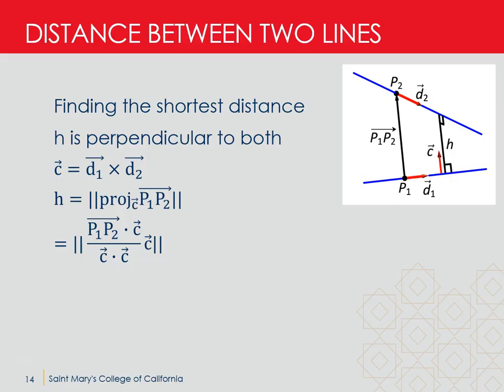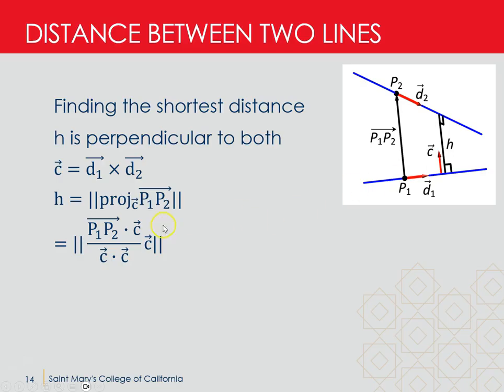And ultimately what we're trying to find is the projection of P1P2. P1 and P2 are two points: P1 is on the first line, P2 is on the second line. So P1 to P2 joins those up, but again, that's not necessarily the shortest distance. To find the shortest distance, we want to project that onto this C vector, which is perpendicular to both of those lines. So we take the projection of P1P2 onto C.